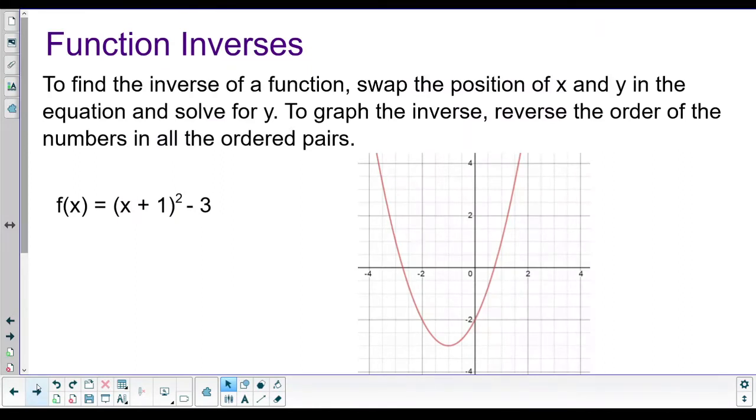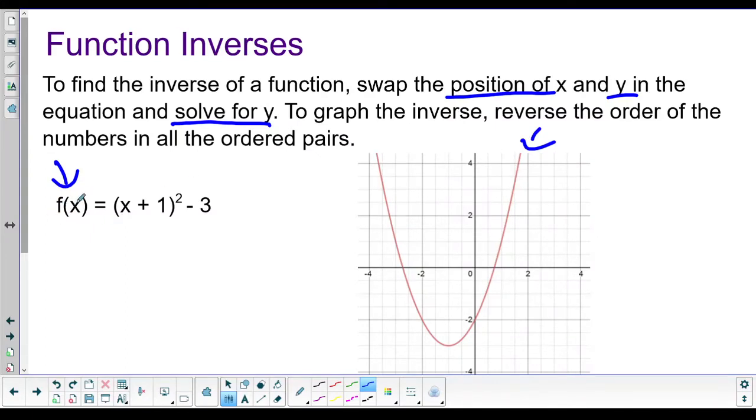So now we need to talk about inverses. This was, I believe, section 4. So there's 2 types of inverses you need to worry about. You need to know how to find the inverse of an equation, and you need to know how to find the inverse of a graph. So for the equation, you're going to swap the positions of x and y, and then solve for y. So you're going to say, there is no y. All right, well, just change this thing into a y. There you go. Now there's a y.